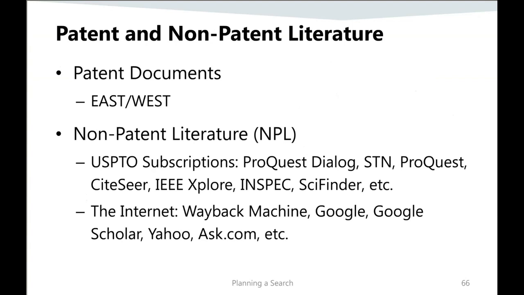A search in the patent databases using East or West will almost always be required. However, there are many additional databases available that should always be considered. For example, in some art areas, there is more prior art available in the non-patent literature than there is in the patent sphere. Thus, USPTO has subscriptions to commercial databases such as ProQuest Dialog, STN, Sightseer, IEEE Xplore, INSPEC, and others. There are also a number of free internet-based databases and search engines available, such as the Wayback Machine, Google, Yahoo, and others.